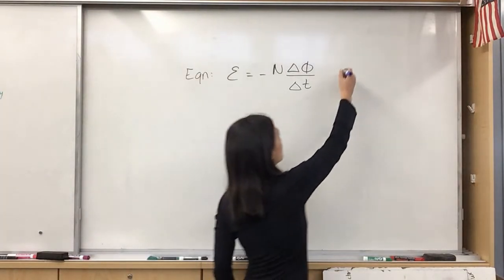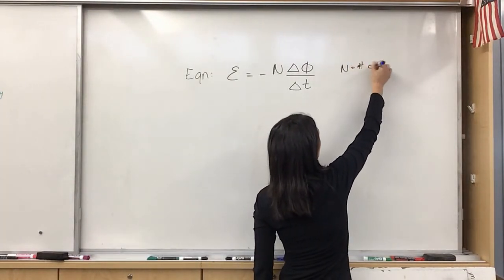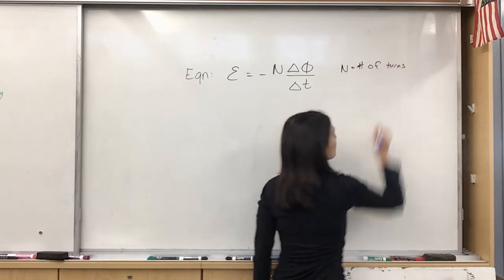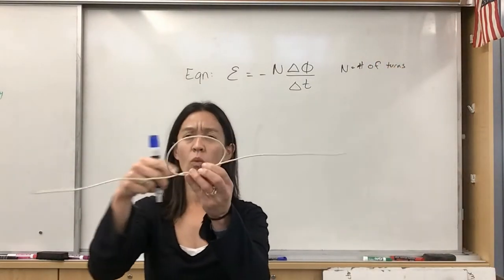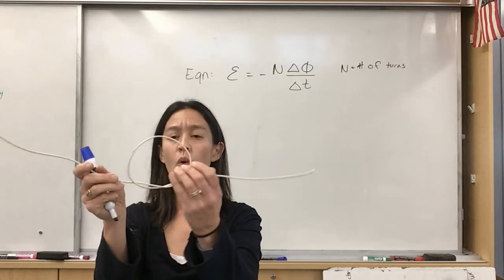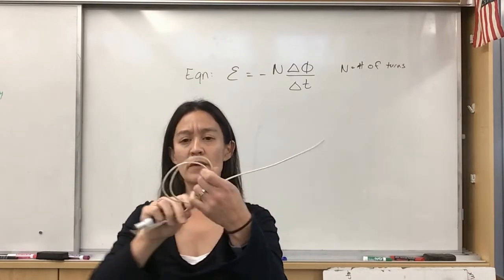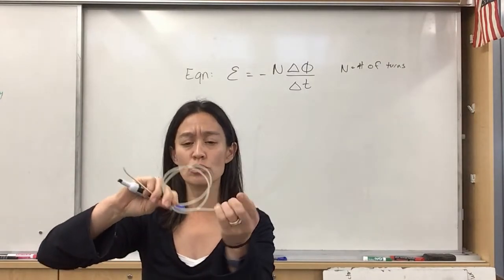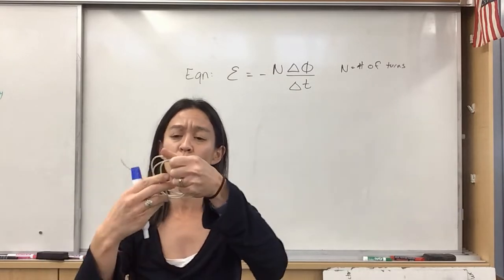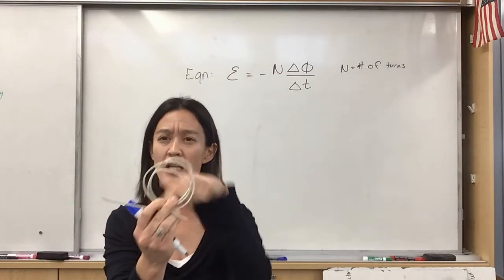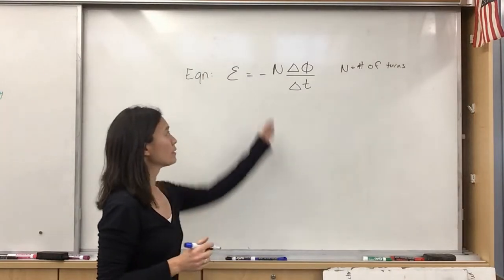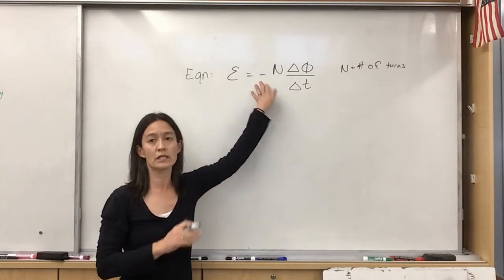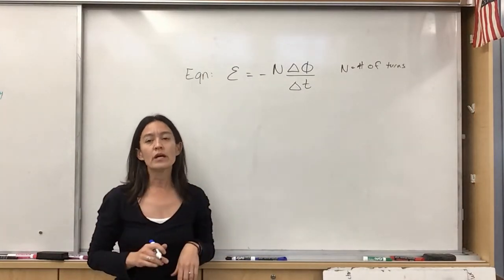N is the number of turns in my loop. So in the case of this example, when I just have one loop, the n value would be 1. If instead I made a second loop, my n value would be 2. If instead I made a third loop, my n value would be 3. So it's how many times that wire is looped around in that given area. And the negative, we are going to talk about in the next video.